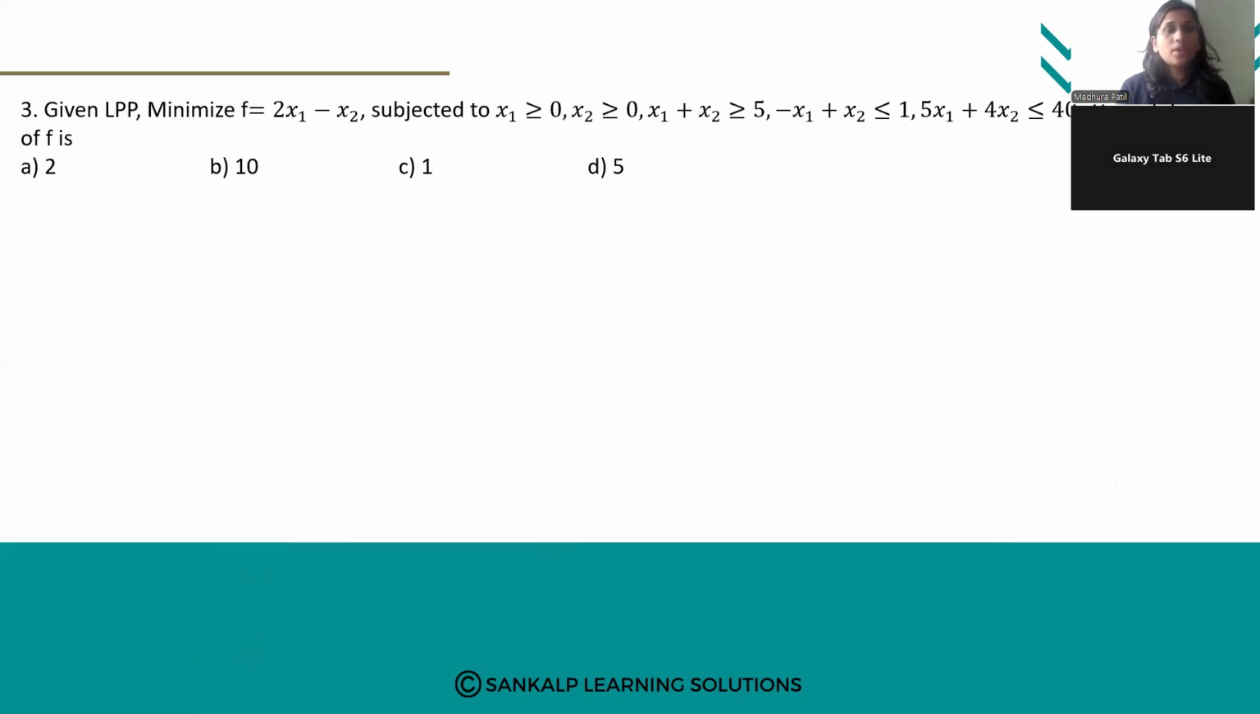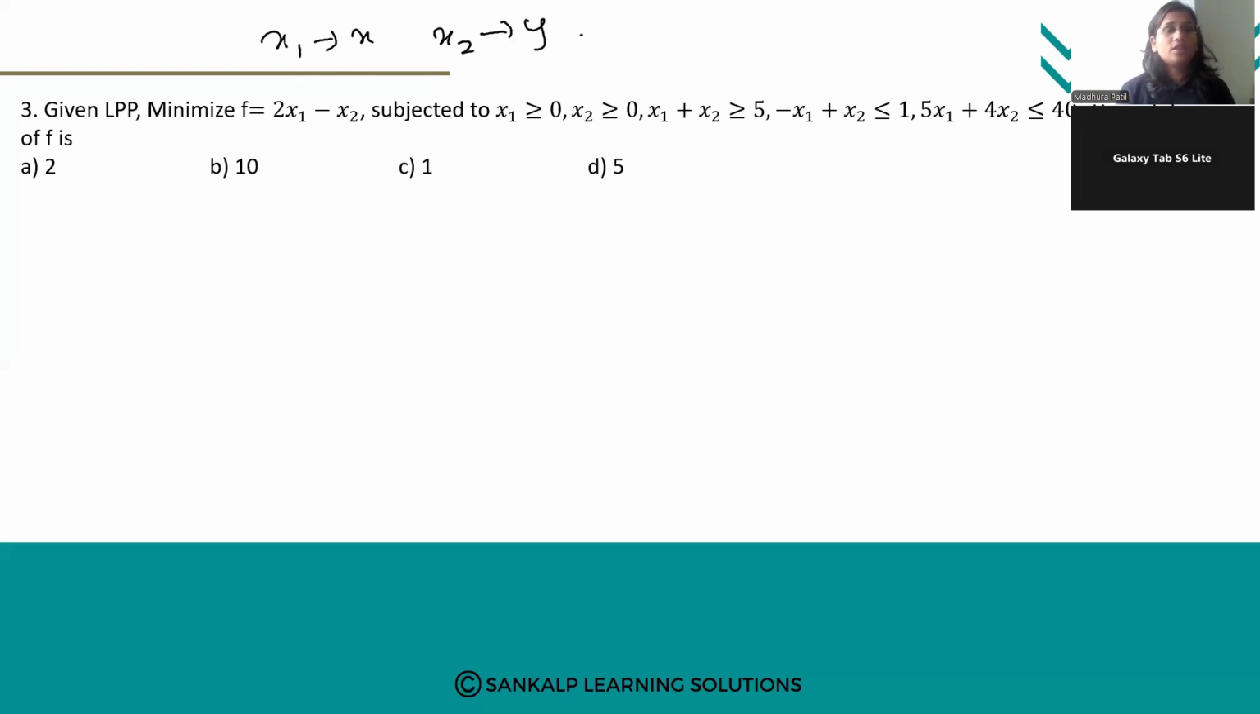Hello everyone. Today we have a KCET question on a linear programming problem. The question goes: given the LPP, minimize f equals 2x1 minus x2 subject to the following constraints. Here you can consider the x1 variable along the x-axis and the x2 variable along the y-axis. Let us consider it like that.